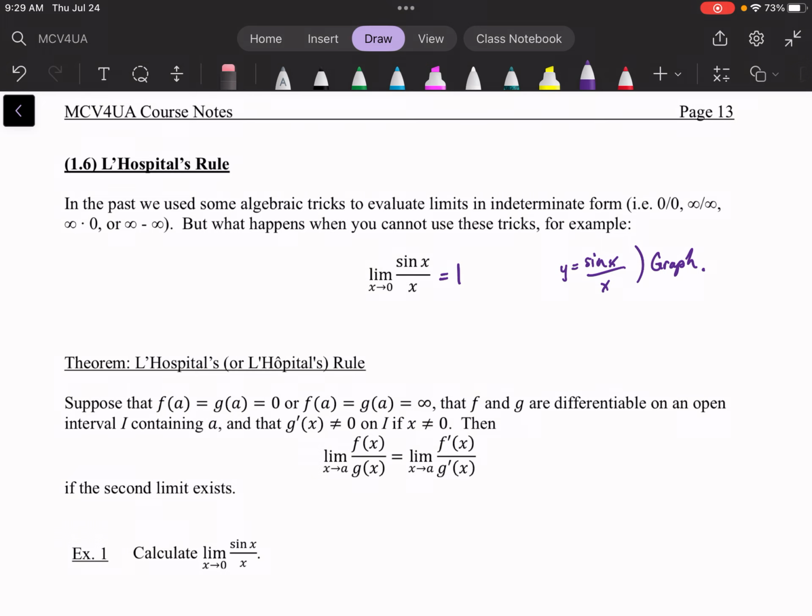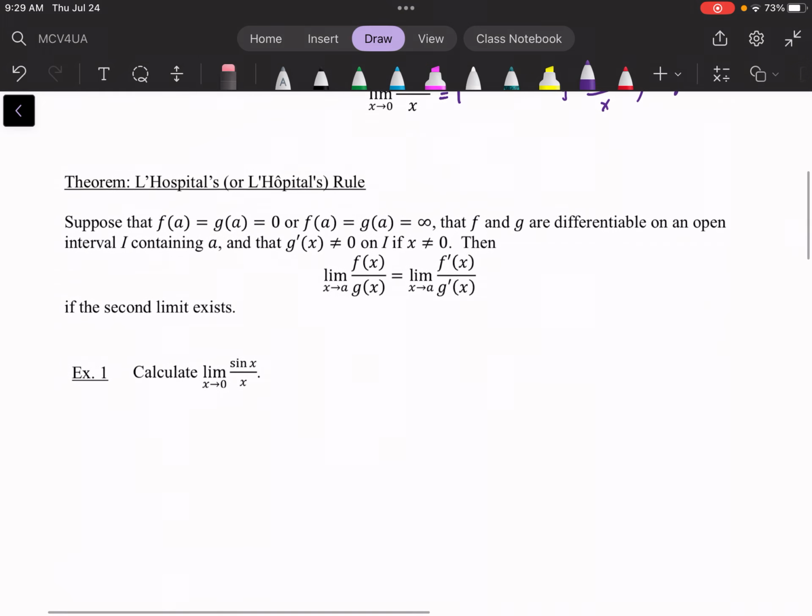So, L'Hôpital's rule, spelled l'hospital, but it is pronounced l'hôpital. It's French.